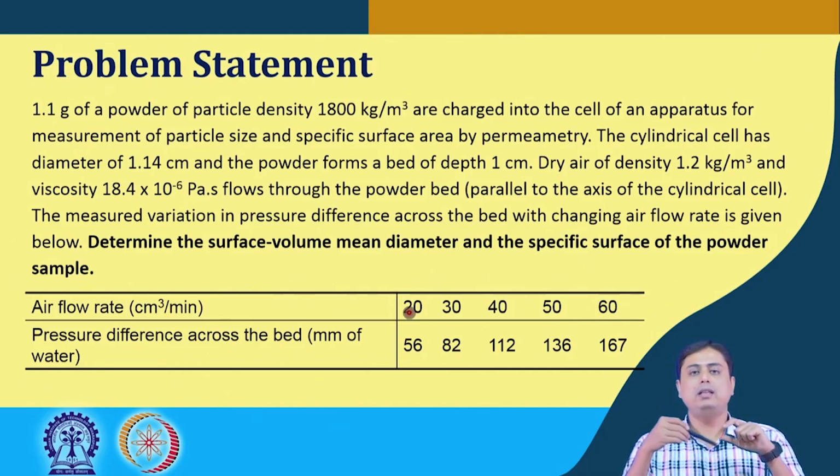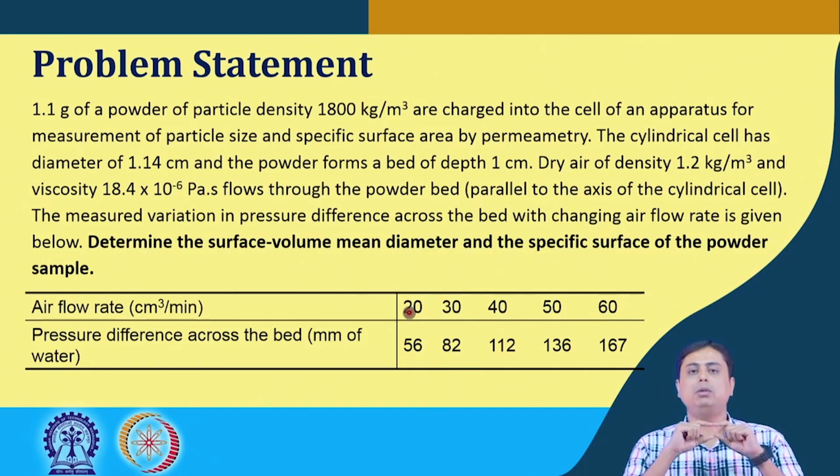Along with the particle size, we can also find out the specific area for that powdery sample. Now with a known mass of powdery sample, when we fill the known volume of a cylindrical permeametry-based apparatus, it creates a certain bed height. Now air is flown through that bed of the particles.